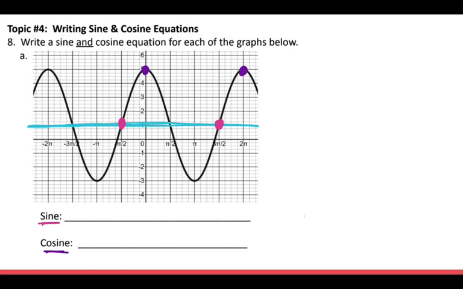Now, in order to write the equation, you need a couple things. Number one, you need to figure out what A is. A is your amplitude. That is the distance from your midline to your high, or your midline to your low.